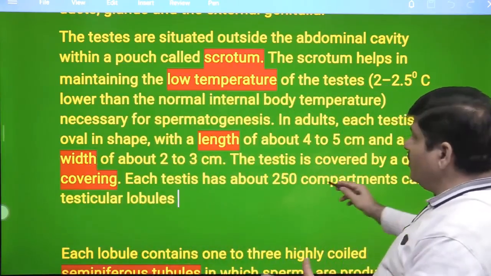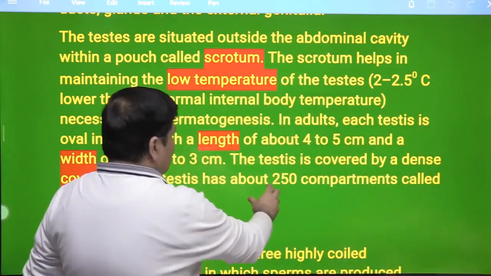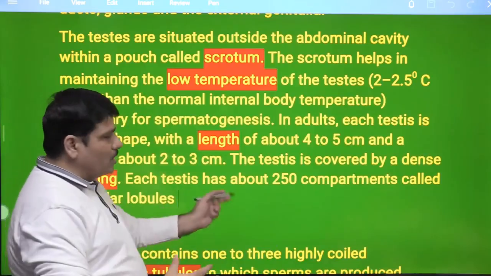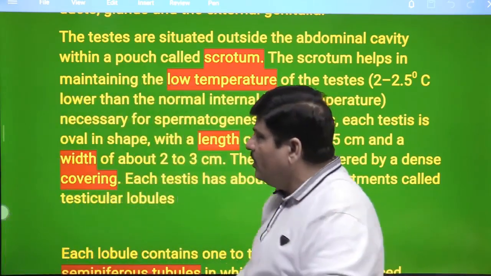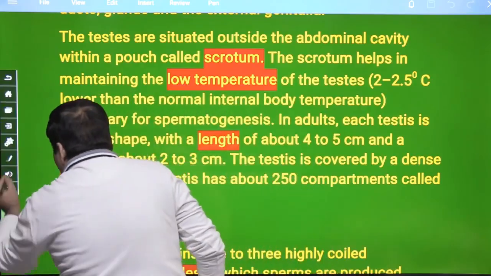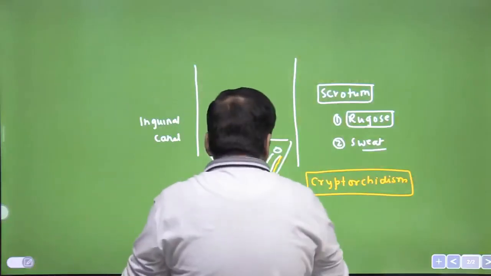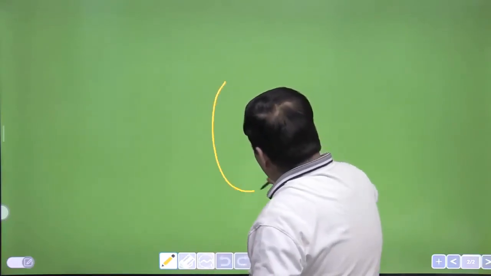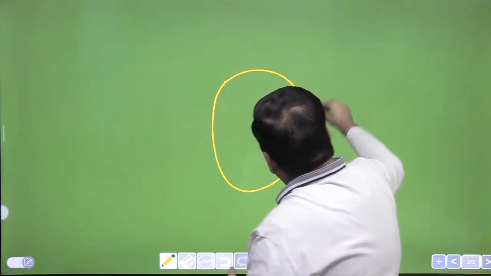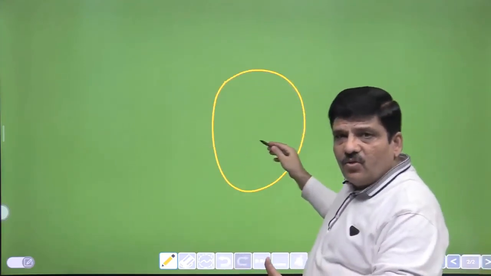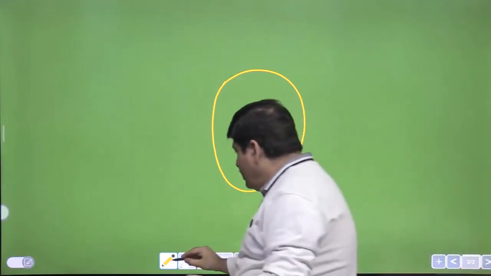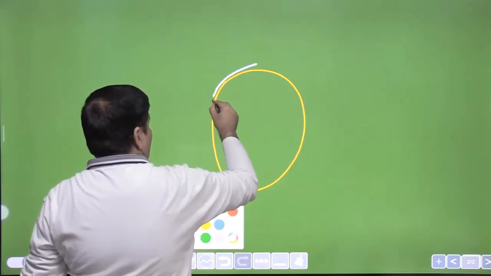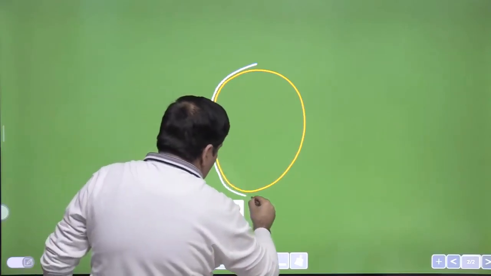They are covered by a dense covering, and each testis has about 250 compartments called testicular lobules. Let us look at this line more closely. We are saying that the testis is an oval structure with more length, 4 to 5 centimeters, than width, only 2 to 3 centimeters, and the testis is covered by a tough connective tissue, which is called the tunica albuginea.